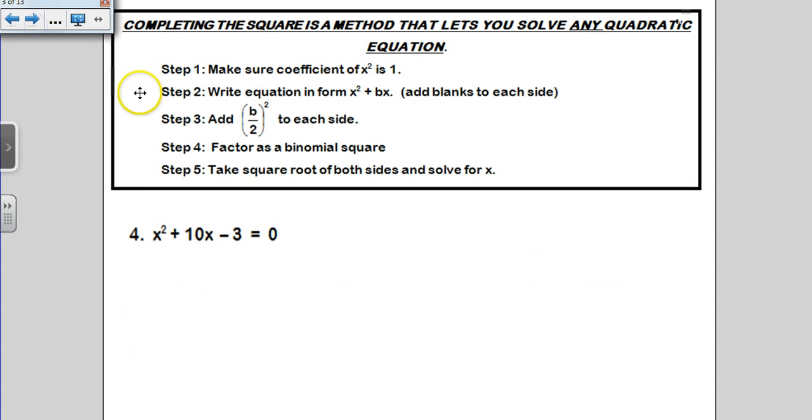Okay, so next we're actually going to solve using our completing the square method. Our process of finding the value for c and then rewriting it as a square of a binomial, that's all going to come into this next section.